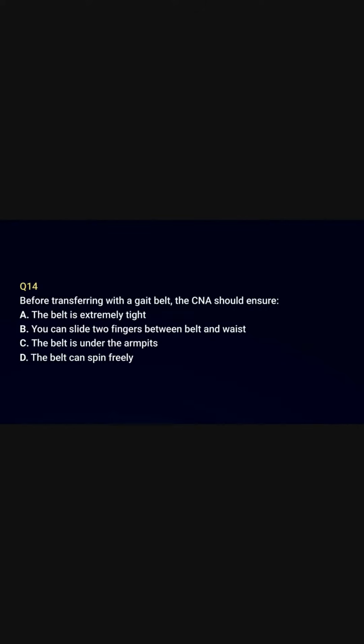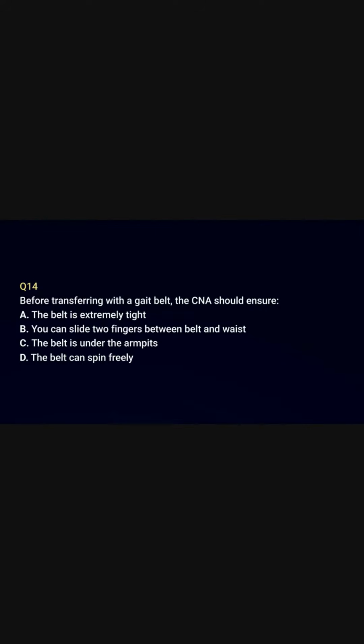Question 14. Before transferring with a gait belt, the CNA should ensure A, the belt is extremely tight, B, you can slide 2 fingers between the belt and waist, C, the belt is under the armpits, or D, the belt can spin freely. Now I want you to think about it when you put on a belt. Do you want your belt so loose that it can just spin around freely? That doesn't even sound right. So, no, it's not D.